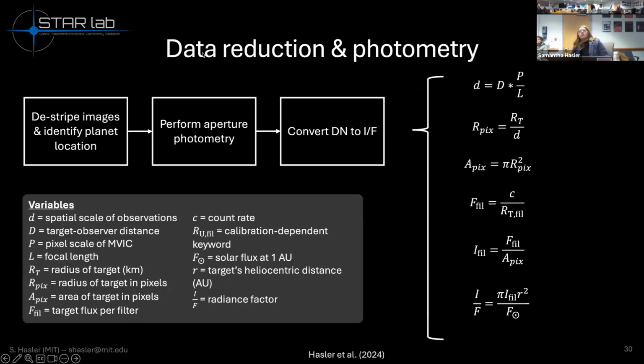Now, I'll briefly walk you through our data reduction method. The data that we received from the New Horizons team was level 2B data, so it was mostly already processed. There were some striping artifacts that we had to remove, and then we had to identify the planet location. As you saw before, it was just a couple of pixels that we were looking for, so we had to correct for the slight error in the pointing. Then we performed aperture photometry and converted those counts to radiance factor, or reflectance. We did this by accounting for the spatial scale, walking through these equations on the right-hand side. We use a particular filter keyword for each of the filters to convert the data, and then we end up with this reflectance value.